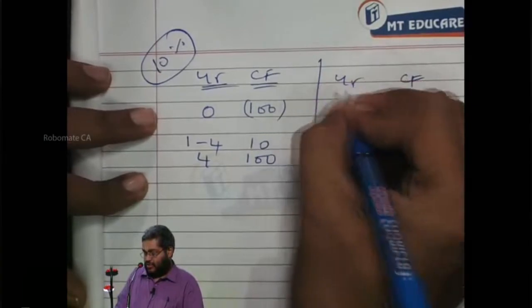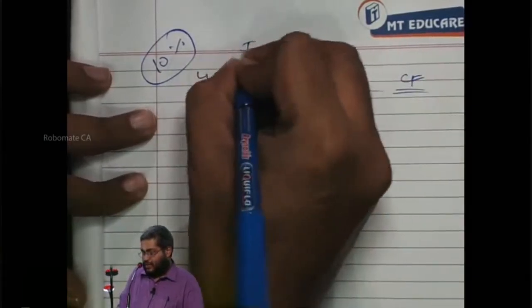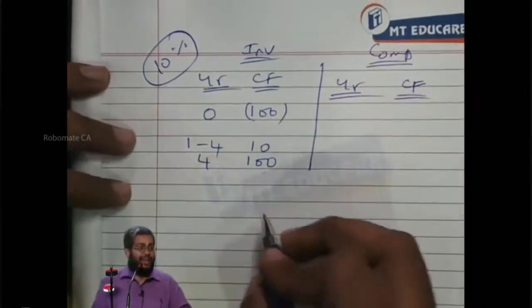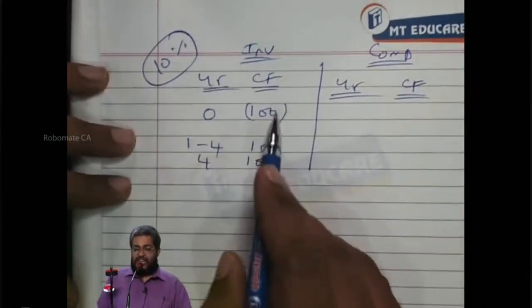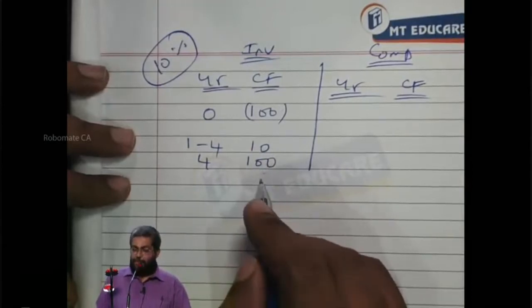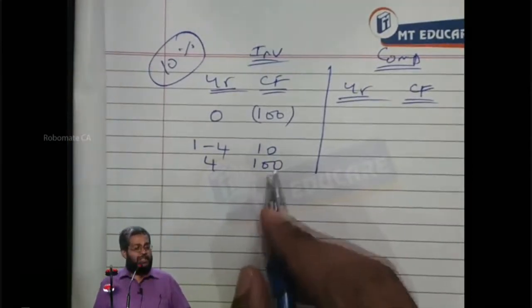This is the cash flow for the investor. Now, look at the company. You are the company, I am the investor. I invested 100 rupees. I got 10 rupees for 4 years, and in the 4th year, 100. So, I am earning how much return?